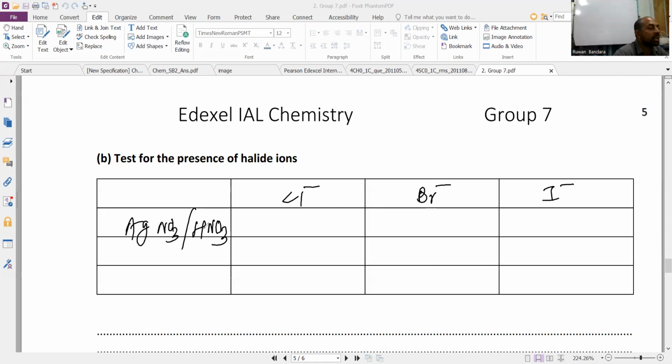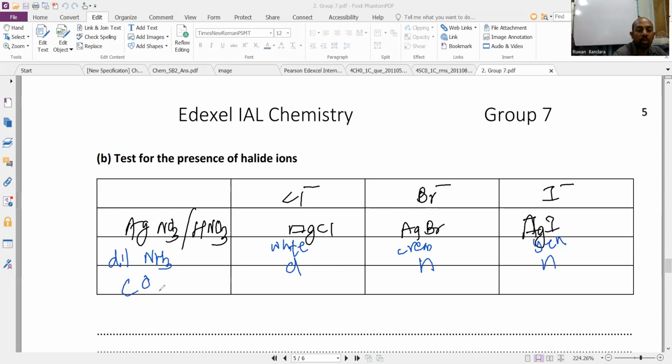What is the purpose of adding HNO3? Did I explain that? So we get a white precipitate, cream, and yellow. White, cream, yellow. You are adding dilute ammonia: dissolve, not dissolve. You are adding concentrated ammonia: dissolve, not dissolve.